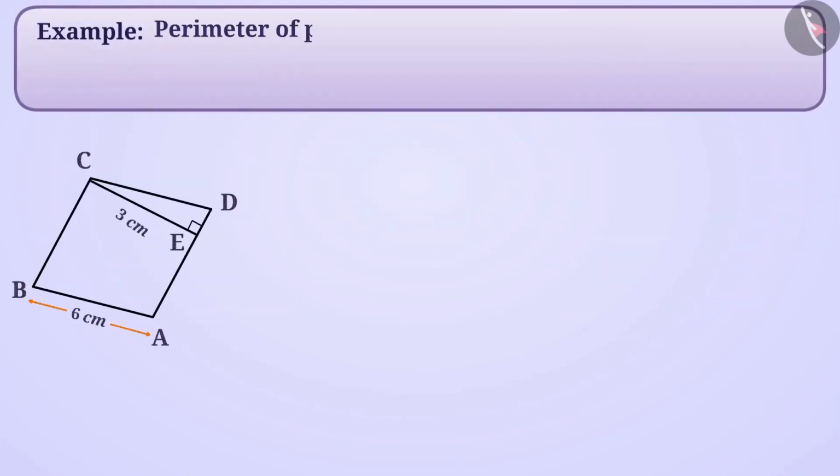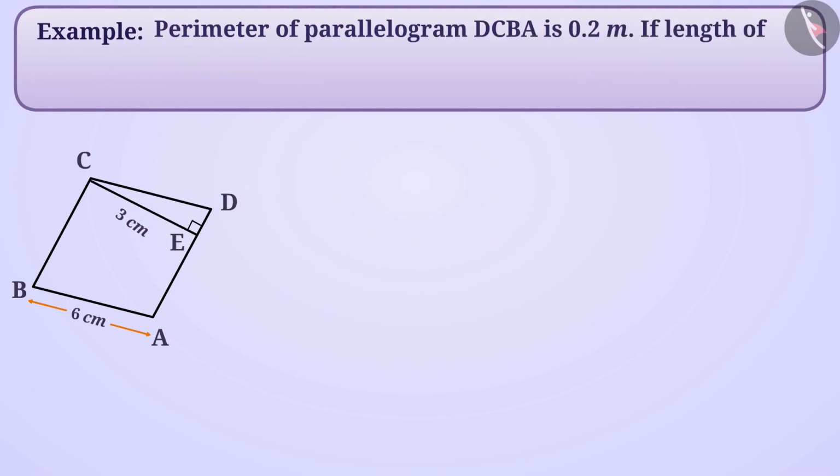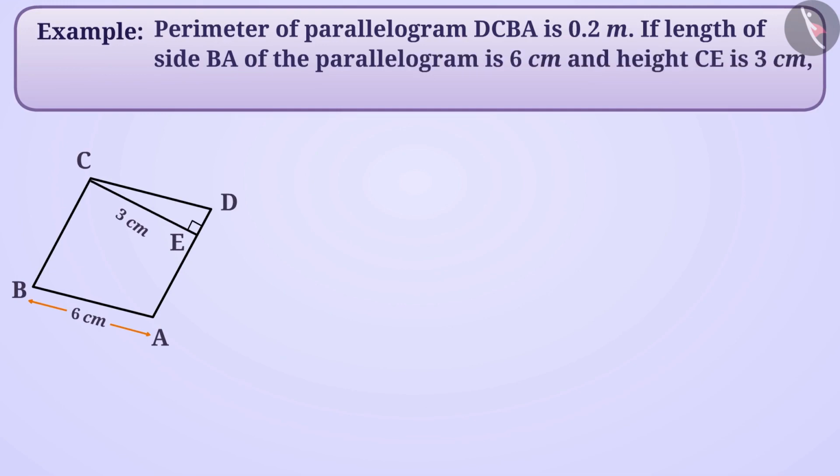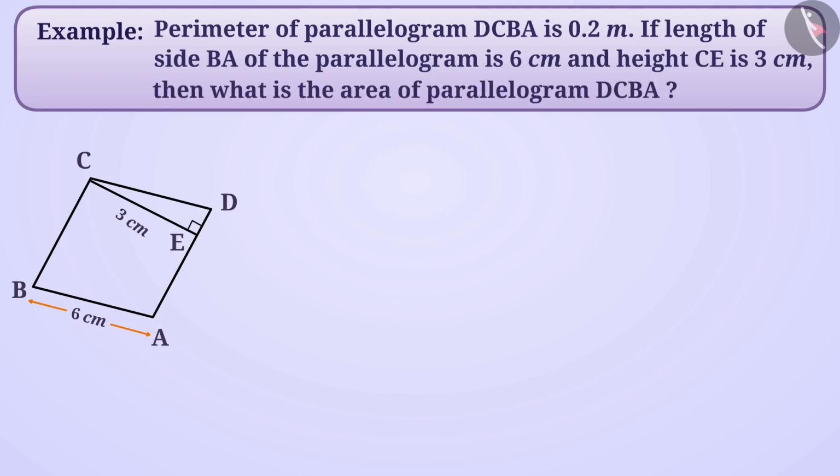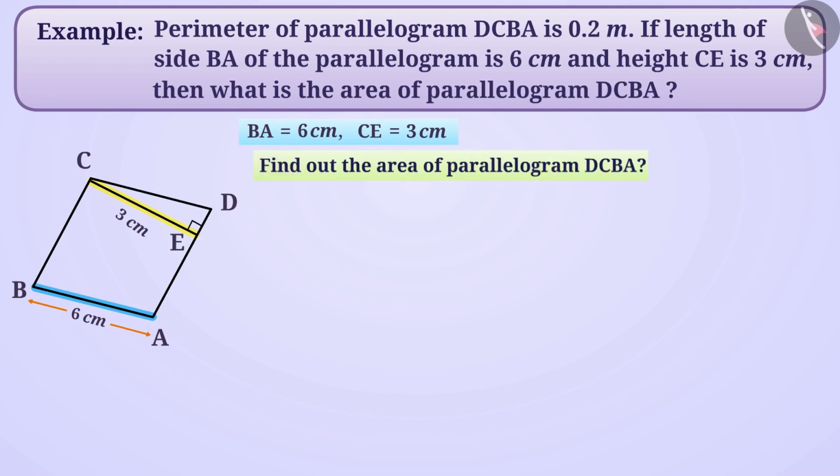Perimeter of parallelogram DCBA is 0.2 meter. If the length of side BA of the parallelogram is 6 cm and height CE is 3 cm, then what is the area of parallelogram DCBA? Length of side BA of parallelogram is 6 cm and height of CE is 3 cm. Can we find out the area of parallelogram DCBA based on the given measurements?